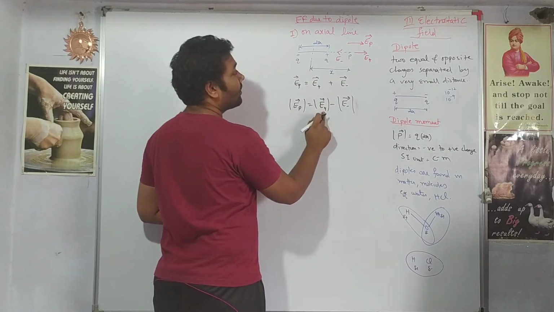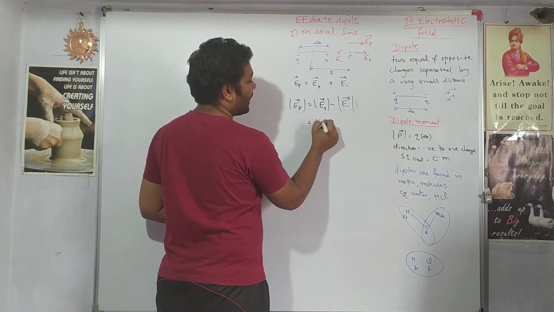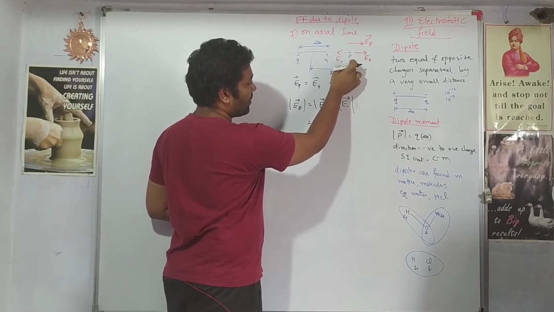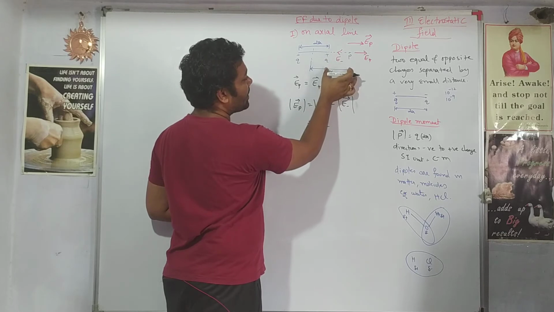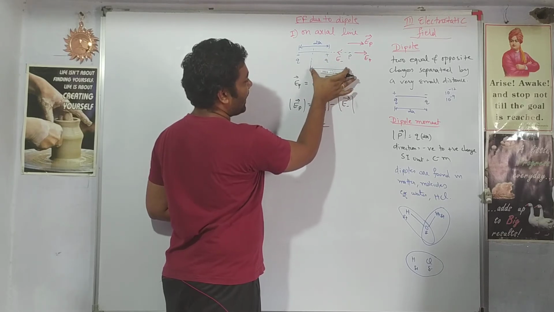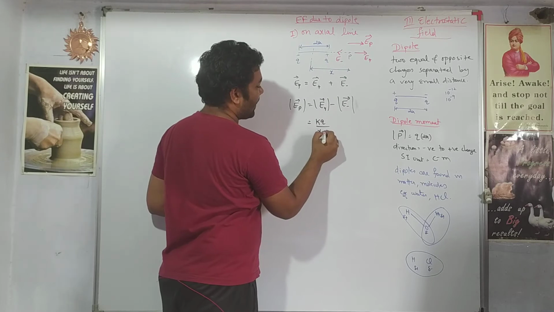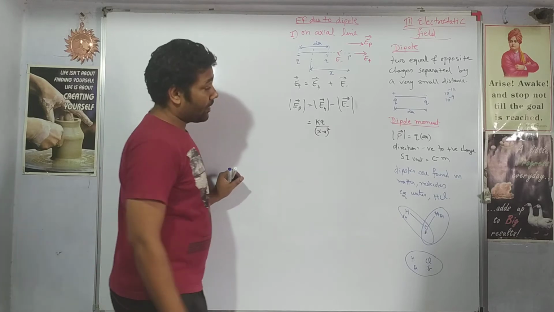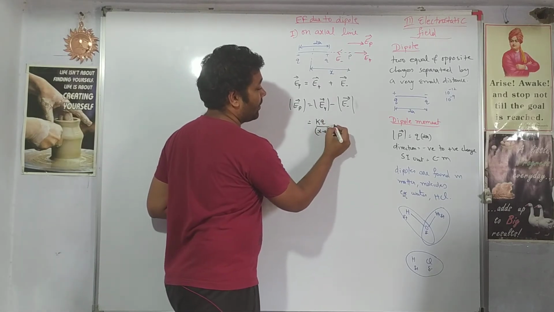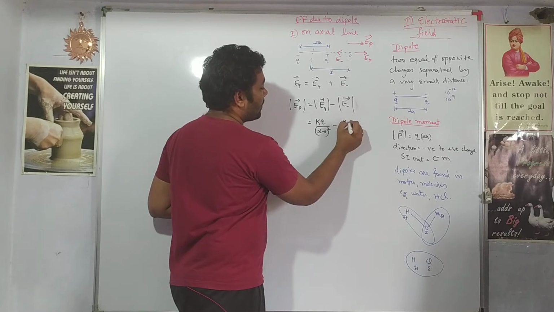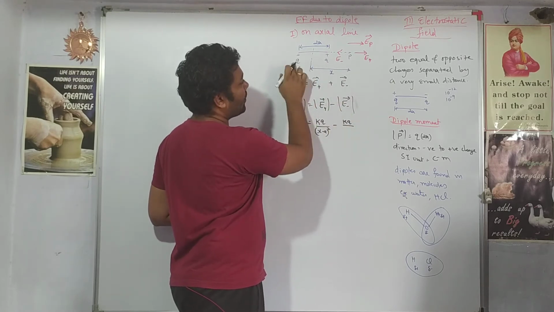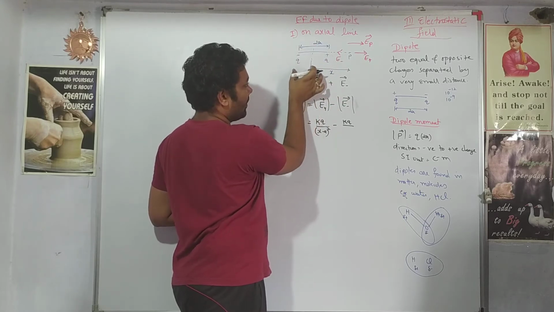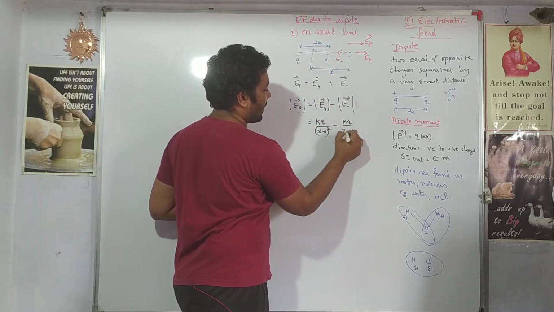So what will be the electric field due to positive charge? Simple, KQ by distance squared. What will be the distance from the positive charge? It is X minus A, so X minus A whole square. We have the formula for the electric field, KQ by R square. Minus, due to the negative charge, KQ by the distance from the negative charge, which is X plus A, so X plus A whole square.